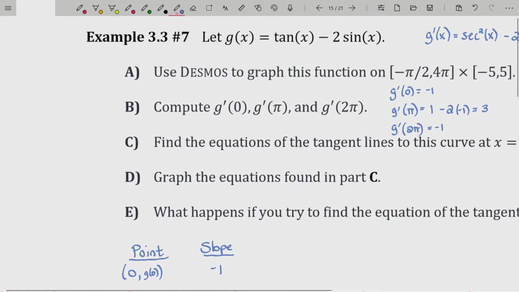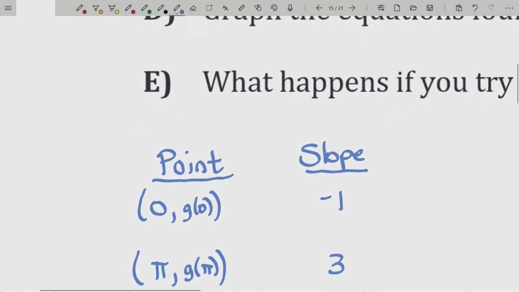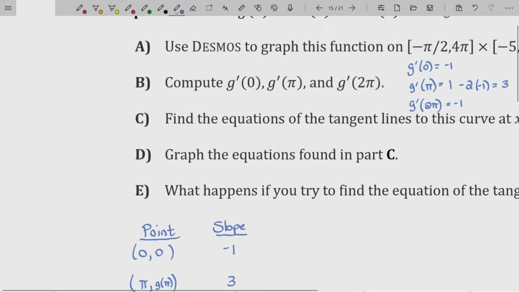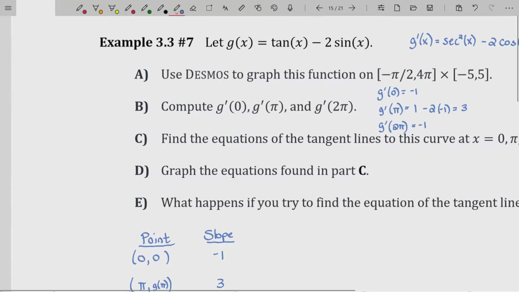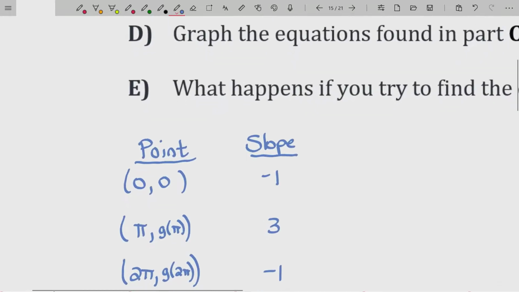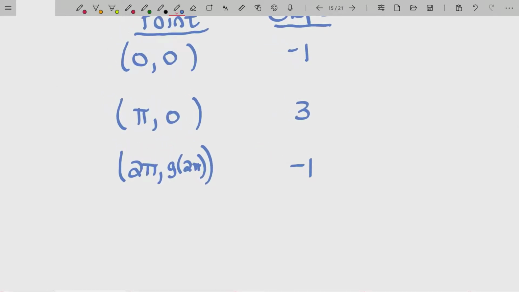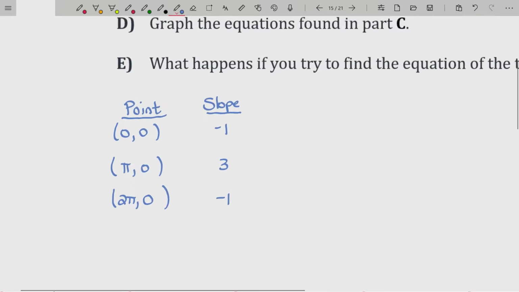Tangent of 0 and sine of 0 are both 0. So this point will be 0, 0. Tangent of pi and sine of pi are again both 0. So this point will also have a 0 for its y value. This is pi comma 0. And then same thing, g of 2 pi, because everything's 2 pi periodic, there'll be zeros there as well. All right. So we have points, we have slopes, so we can write the equations now.